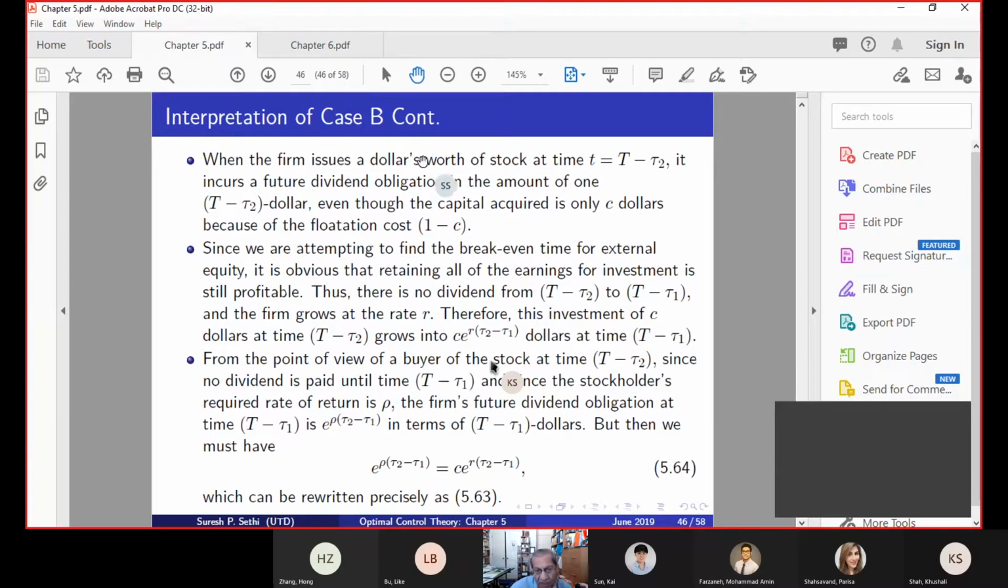The firm issues $1 worth of stock. Issue means I will sell $1 worth of stock to external stockholders at time t minus tau 2. When I sell one stock, the stockholder gives me money. The new stockholder gives me money, and I also pay some money to a broker.